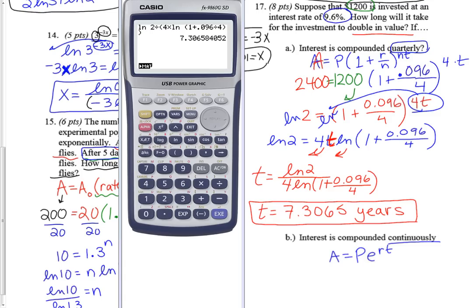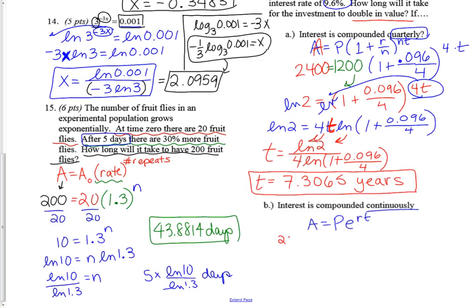All right, let's go ahead and scroll down and do B. So just like before, my amount at the end would be the $2,400. My principal, or the amount I started with, is the $1,200. And that was e. e is e, the letter e. We have to leave it there. It's a constant. My r was 0.096, and I don't know what t is. That's what I'm looking for.